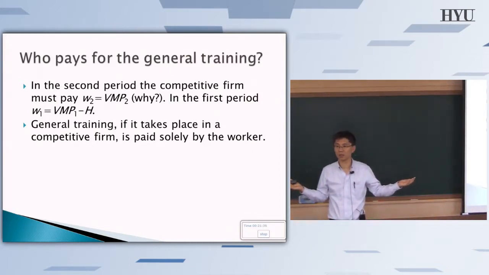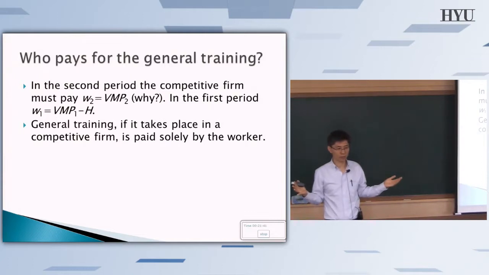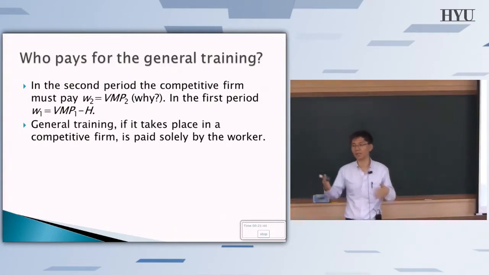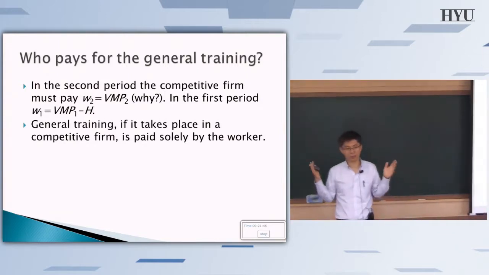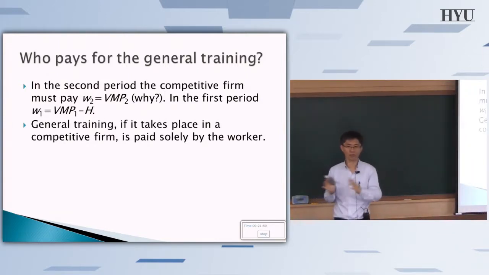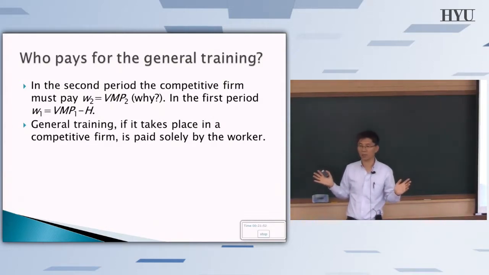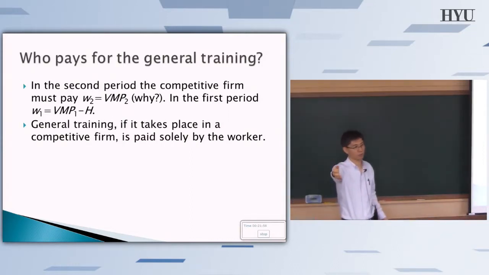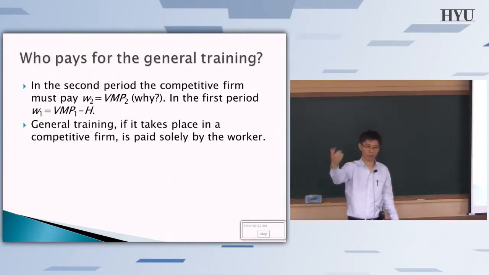So actually the worker's worth in the first period, let's say, is $2,000. Minus $1,000, the worker should be paid $1,000, if the firm does not pay anything for the training. But the firm has paid $1,500. So that means the firm paid $500 of the training bill. Now, in the second period, what should the firm do?